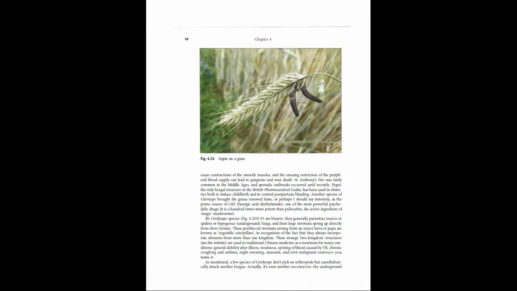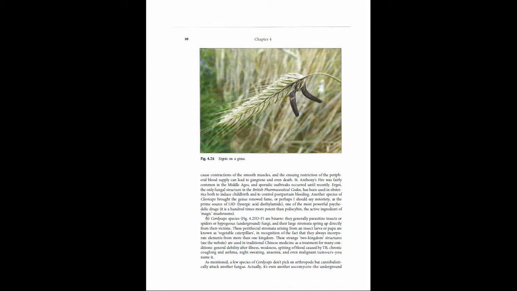Ergot, the only fungal structure in the British Pharmaceutical Codex, has been used in obstetrics, both to induce childbirth and to control postpartum bleeding. Another species of Claviceps brought the genus renewed fame, or perhaps I should say notoriety, as the prime source of LSD, lysergic acid diethylamide, one of the most powerful psychedelic drugs. It is 100 times more potent than psilocybin, the active ingredient of magic mushrooms.